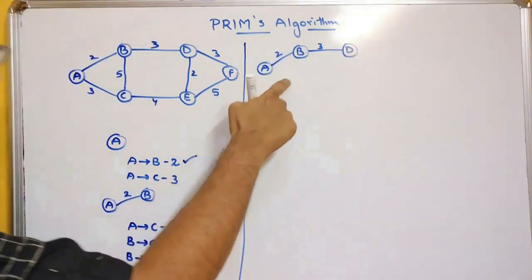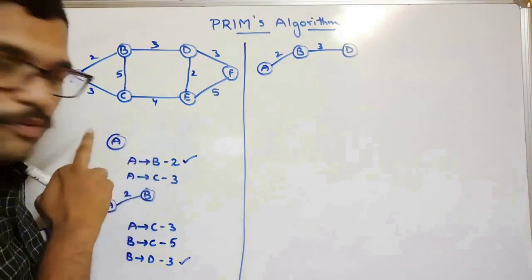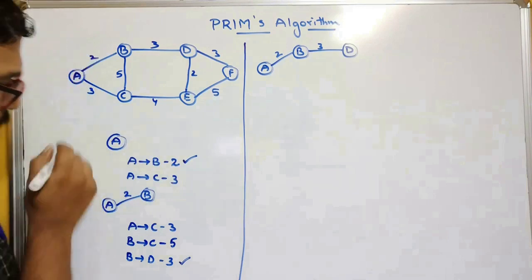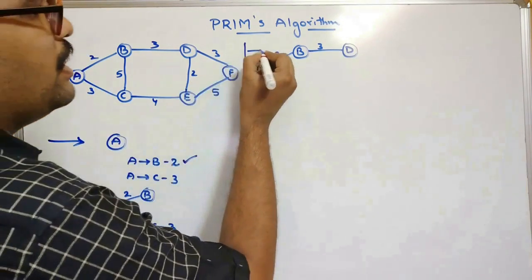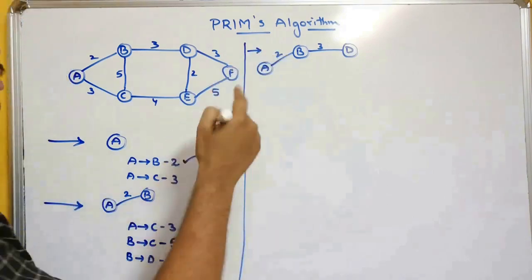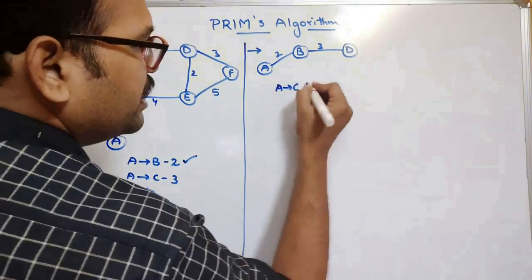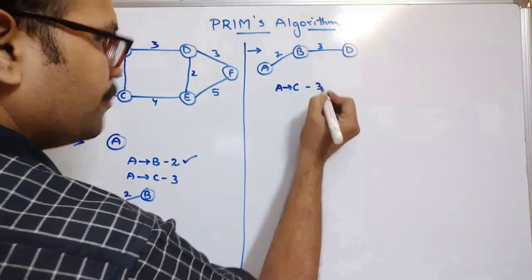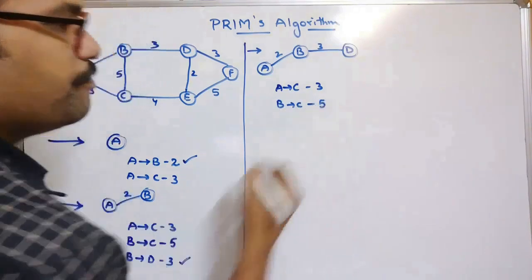Now the spanning tree becomes this one. In the first step, the spanning tree is this one, that means only one vertex. In the second step, and this one is the third step. Now consider the remaining edges. What are the remaining edges? A to C with a cost of 3, B to C with a cost of 5, right?